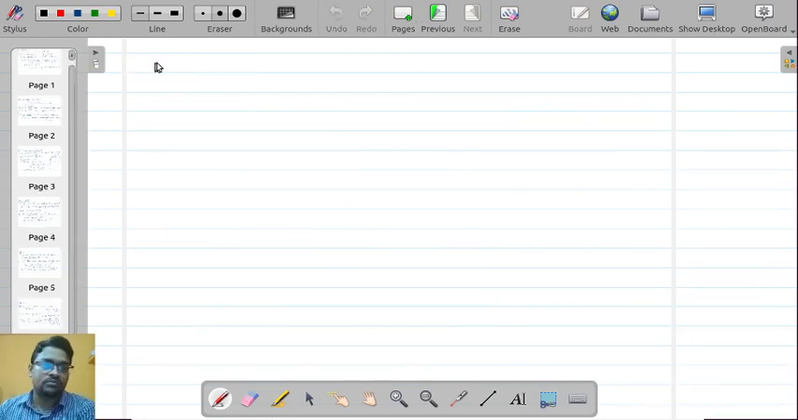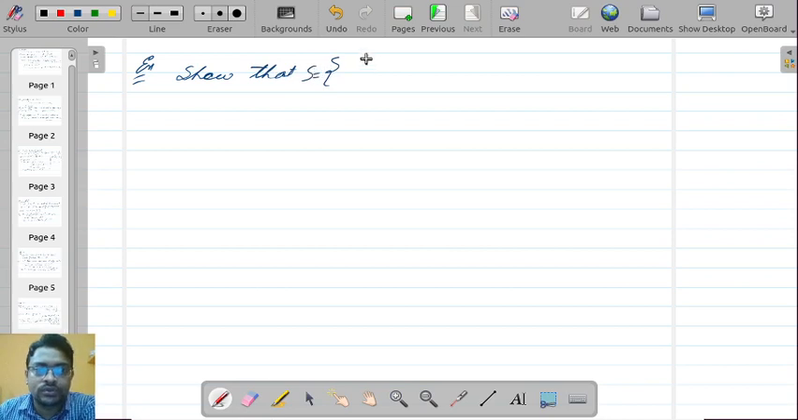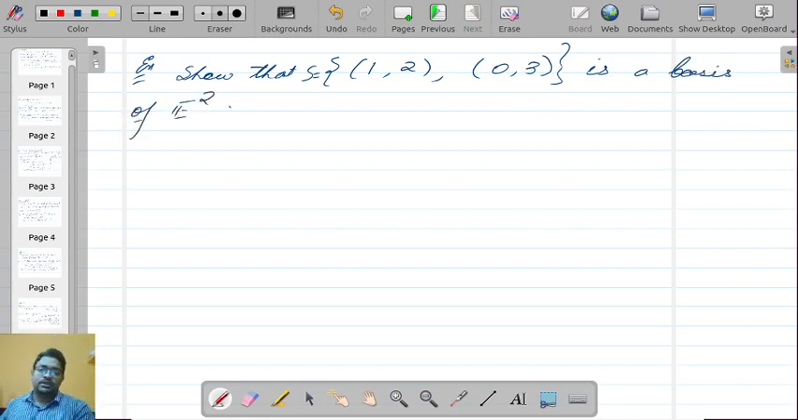So let us see some other examples of basis. Let me show that this set S equal to (1, 2) and (0, 3) is a basis of E square. Let me just show that. To show this, let us start with showing that this set is linearly independent first.